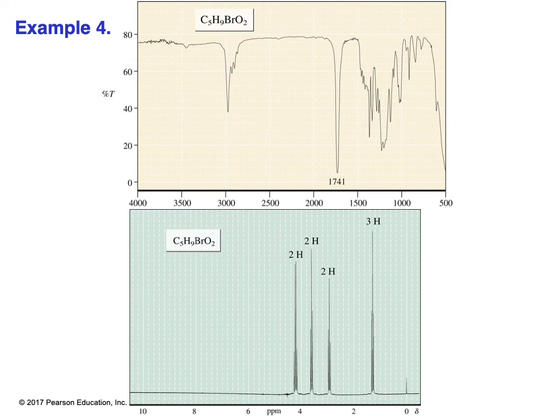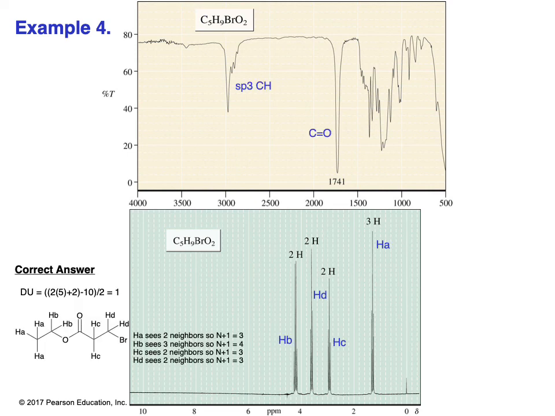Okay, so this last example, example 4, again, we're going to have both IR and NMR, and we're going to figure out the structure. So if we look at the IR here, it's kind of similar to our IR last time. We have sp3 CHs just below 3000, and then we have a carbonyl peak that, again, we don't know what type of carbonyl, we just know it's a carbonyl.